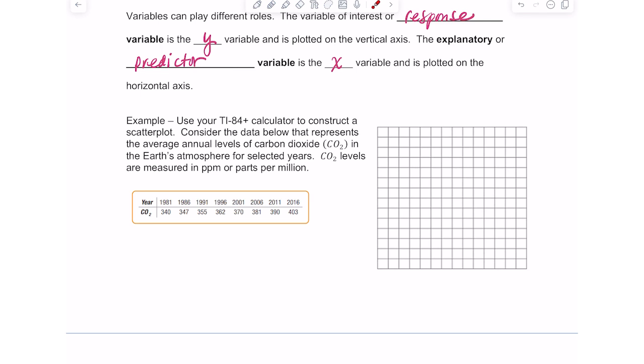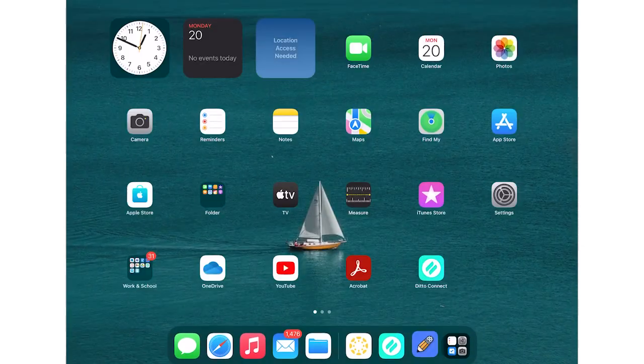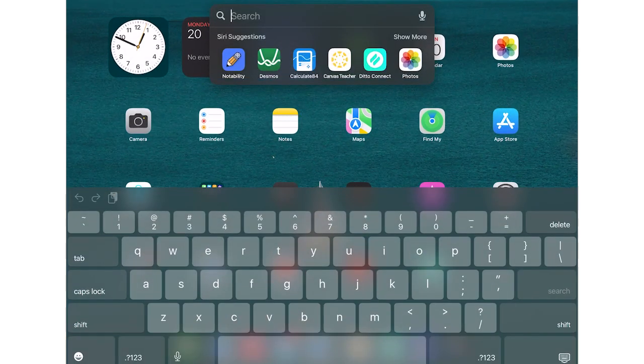We want to use our TI-84 Plus calculators to create scatter plots. Okay, so I'm going to create one on my TI-84. And the data here represents the average annual levels of carbon dioxide in the Earth's atmosphere for selected years, measured in parts per million. Okay, so I'm going to create one, and you should follow along too on your TI-84 Plus. And then you can just copy that graph into your notes.